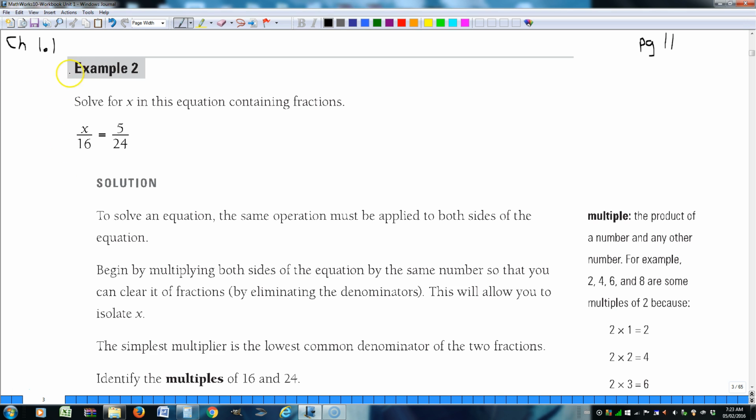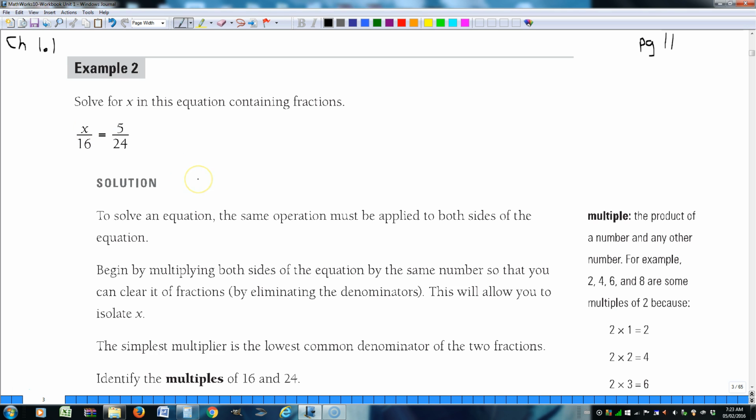We're doing example number 2 on page 11. What they're asking us to do here is solve for x in this equation containing fractions. So we've got a proportion, one ratio compared to another ratio, but we have an unknown amount here. We want to solve for this amount.